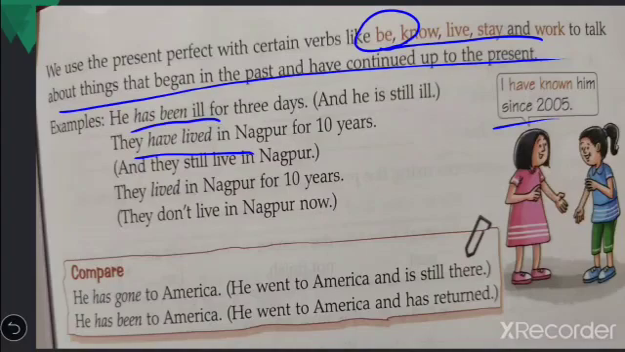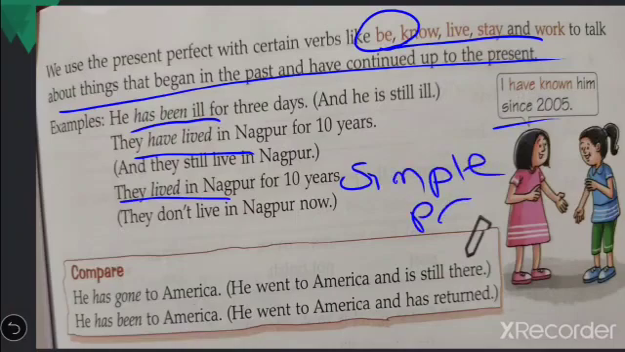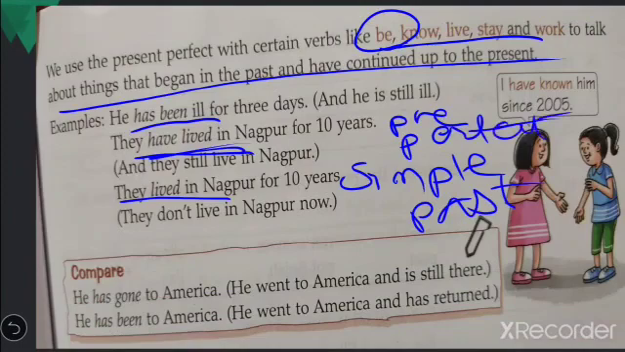They lived in Nagpur for 10 years. Now look here. They lived is showing which tense? Simple past tense. They have lived shows present perfect tense. But lived shows simple past tense. Meaning in the past they lived, but now in the present they don't live in Nagpur.